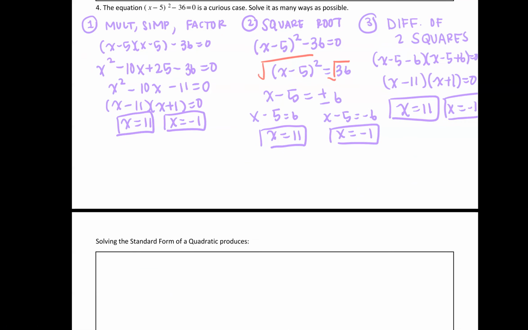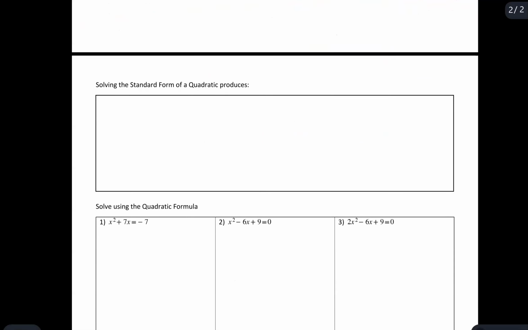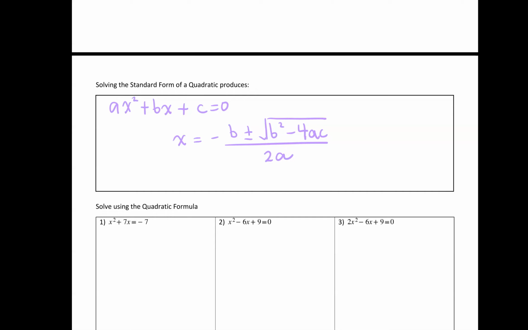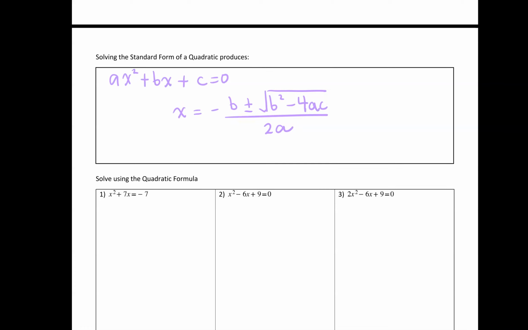Alright, so solving the standard form of a quadratic produces our quadratic formula. If I were to put a quadratic in standard form and solve for x by completing the square, I would end up with negative b plus or minus the square root of b squared minus 4ac, all over 2a, where a, b, and c represent the coefficients.